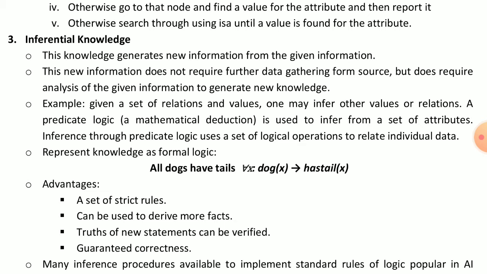This knowledge generates new information from the given information. If we have any information, then from that information we can find out new detail or new information. It is known as inferential knowledge, and this new information does not require further data. We can analyze the data and find out the new knowledge. Here one example is given: from a set of relations and values, one may infer another value or relation.